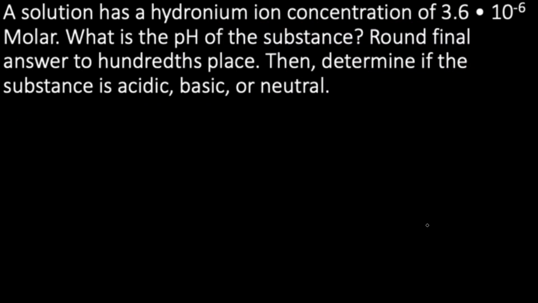Let's try another one. A solution has a hydronium ion concentration of 3.6 times 10 to the negative 6 power molar. What is the pH of the substance? Round the final answer to the hundredths place. Then determine if the substance is acidic, basic, or neutral.